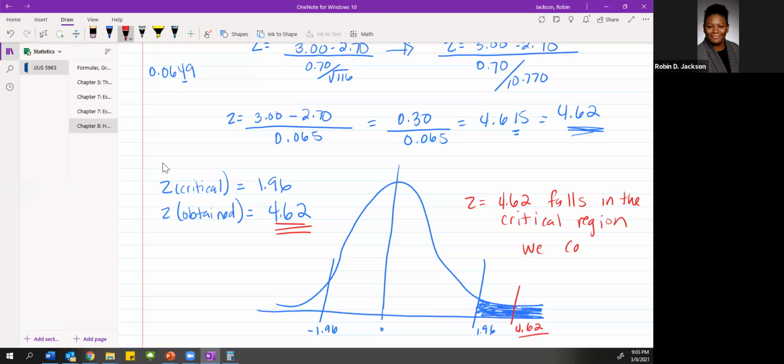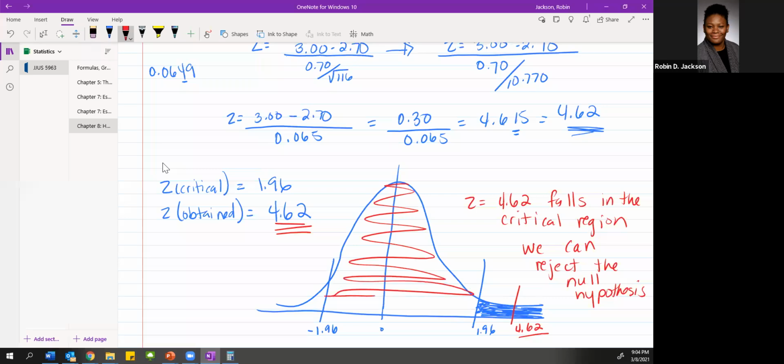We can reject the null hypothesis. Okay, that's what we want. However, if our Z obtained had fallen anywhere in this area that I'm scribbling in, then we would say we failed to reject.